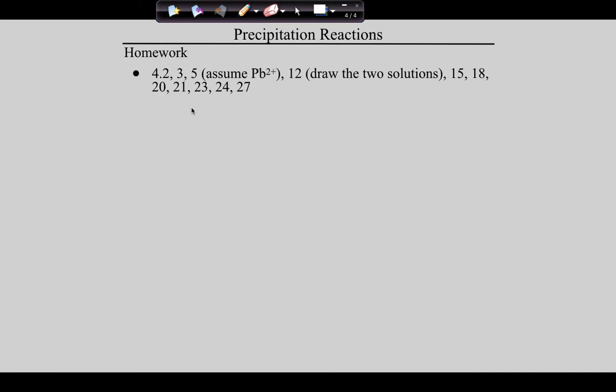So guys, basically your homework for tonight is just through question 18, and then 20 through 27 will be your homework after Tuesday because we're going to split this particular day into two. Do you see what I'm saying?